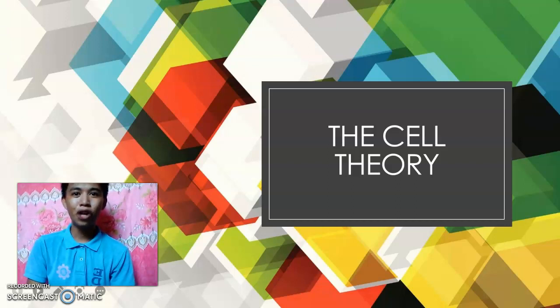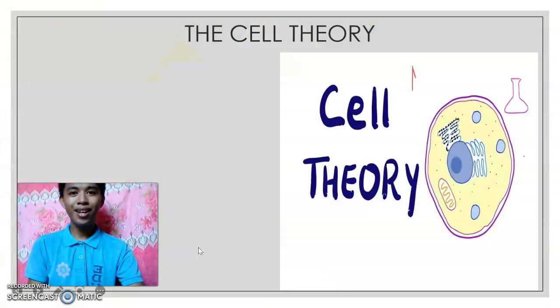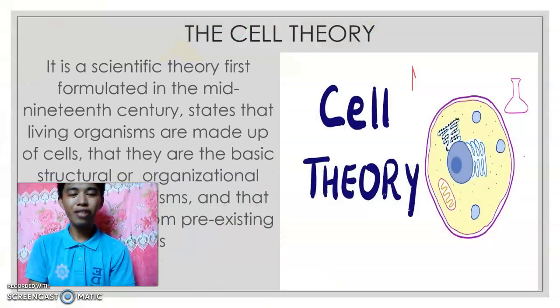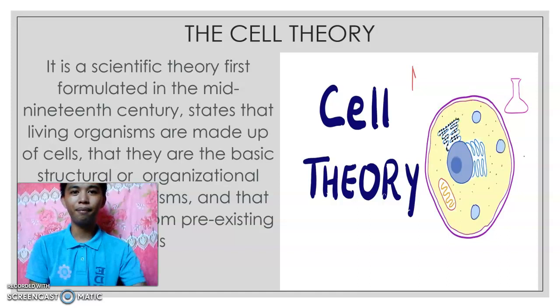Before we go to the topic, first we must identify what the cell theory is. Cell theory is a scientific theory first formulated in the 19th century. It states that living organisms are made up of cells, that they are the basic structural and organizational unit of all organisms, and that all cells come from pre-existing cells.